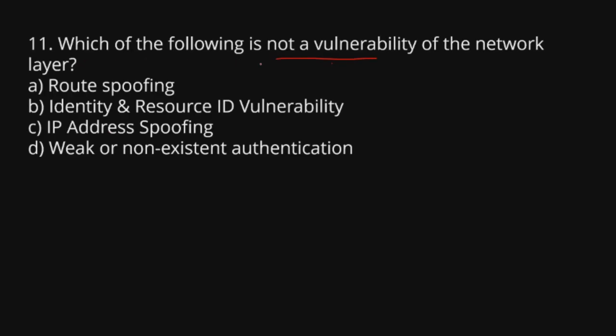Okay, so which of the following is not a vulnerability of the network? Okay, so not a vulnerability. So route spoofing? No, it's a property. Identifying resource ID? Yes, it is. Then IP address spoofing? Yeah, spoofing is there. Then weak or non-existent authentication? Okay, it's not a vulnerability of the network layer. So answer D is the correct one.